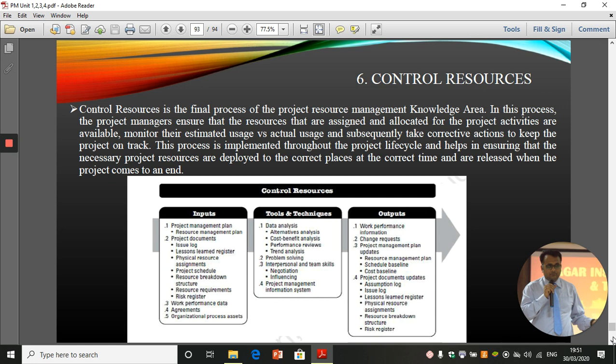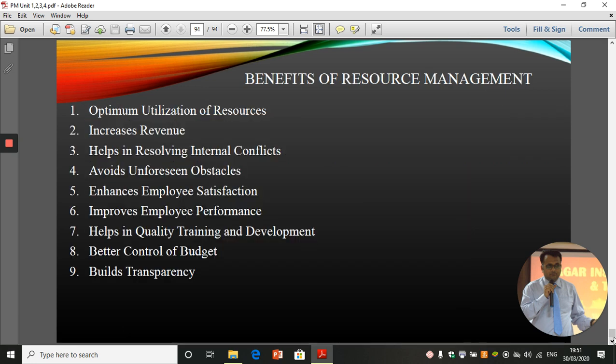Again, we've got similar inputs like the project management plan, project documents, work performance data, agreements, and organizational process assets. And the outputs will be work performance information, change requests, project management plan updates, and project document updates. The tools and techniques used will be data analysis, problem solving, and interpersonal and team skills. So this is how control of resources is done.